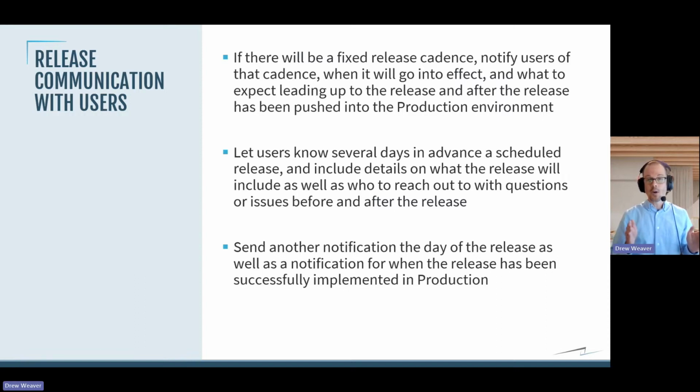So if you are going to have a defined fixed release cadence, notify users of what that cadence is expected to be, when it will be going into effect, and what to expect leading up to the release and after release when it's been pushed into the production environment. Let users know several days in advance of a scheduled release. Send out a notification to the team, include the details on what will be included in that release, as well as who to reach out to with questions, concerns before and after that release.